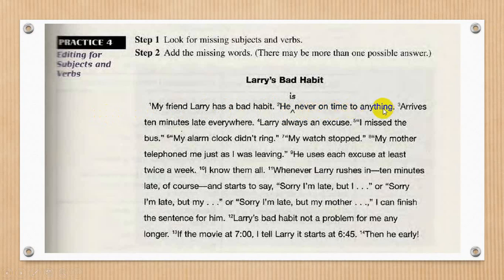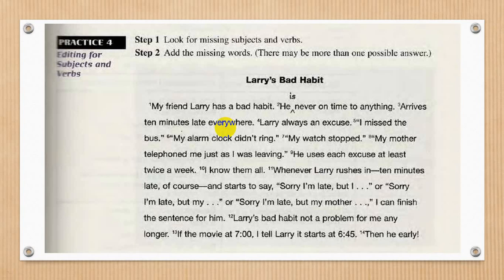He never on time. He never، رأسا فاعل ومن بعده شنو؟ ظرف، لكن ماكو هنا فعل. فنحتاج نخلي is linking verb: He is never on time to anything، يعني ما مضبوط مواعيده أبدا. Arrives، رأسا بعد الجملة فعل arrives 10 minutes late everywhere. So المفروض نخلي he arrives 10 minutes late everywhere.